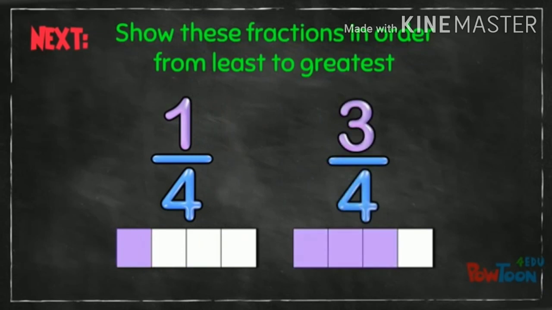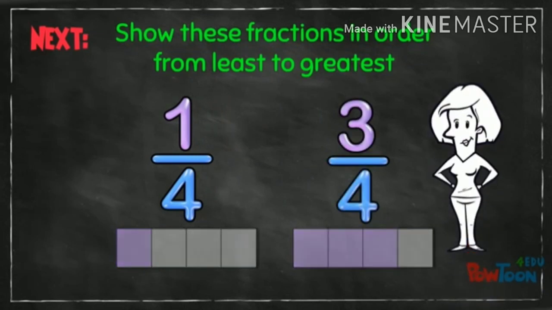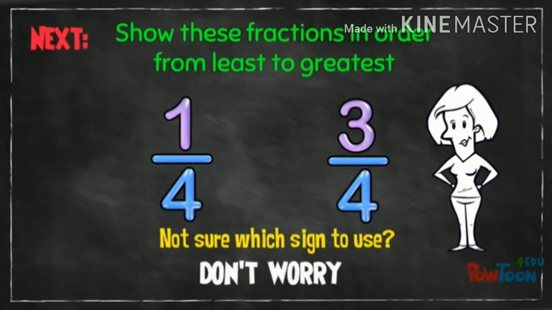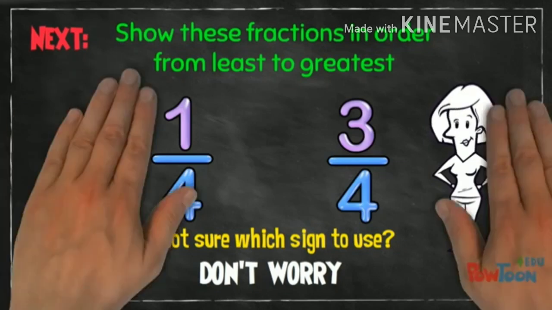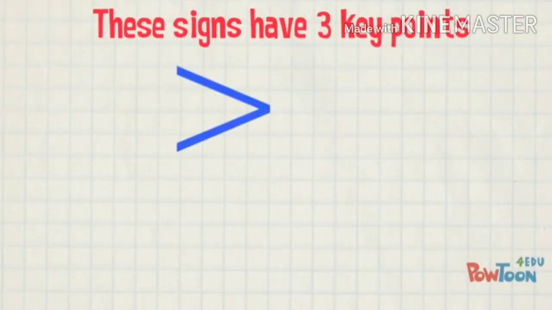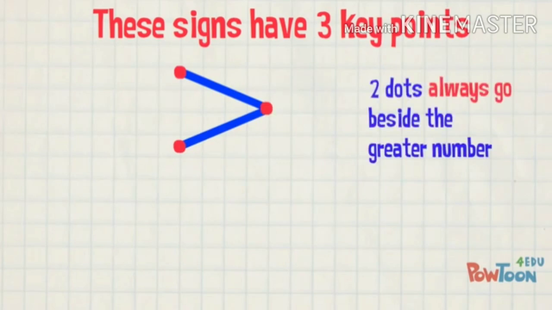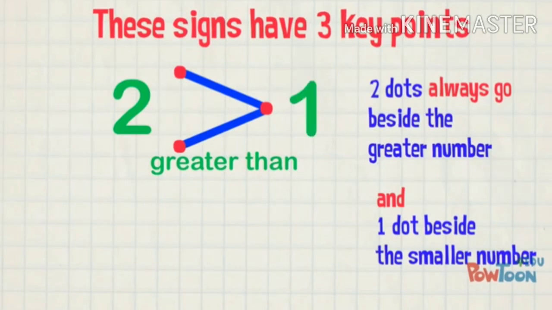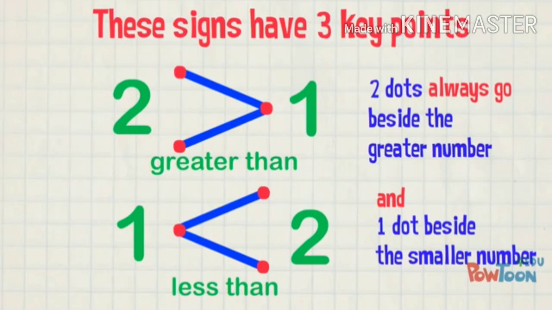Now the fractions are in the right order, but which sign do we use between them? Not sure which sign to use? Don't worry, here's the easiest way to put in the right sign. We can think of these signs as having 3 dots, 2 here and 1 here. 2 dots always go beside the greater number in the pair and 1 dot beside the smaller number. 2 is greater than 1, and here 1 is less than 2. We read the sign from left to right, like reading a word on a page.